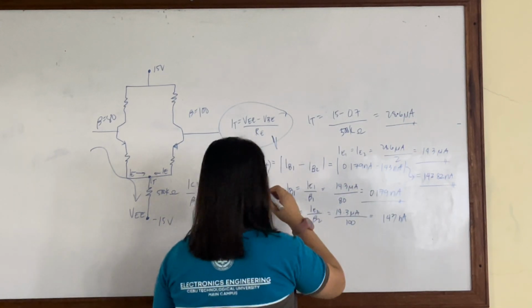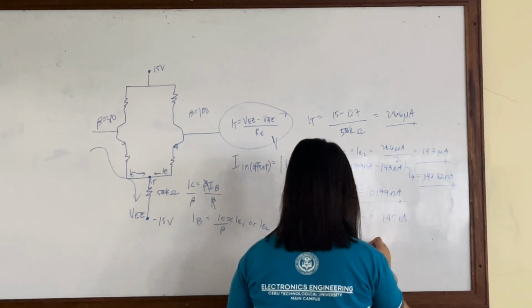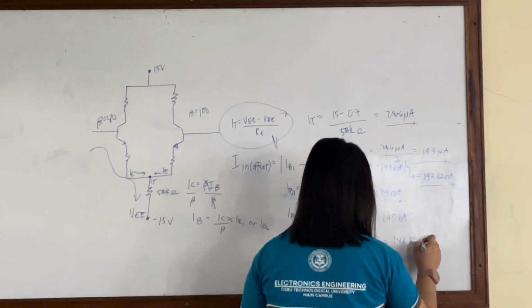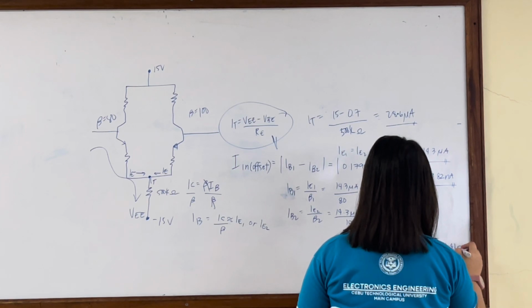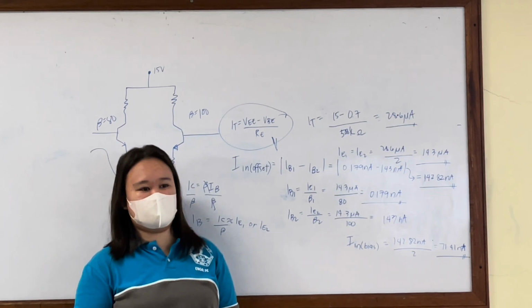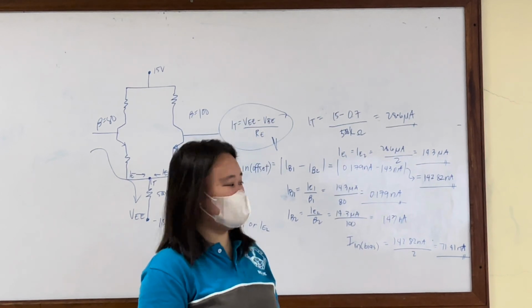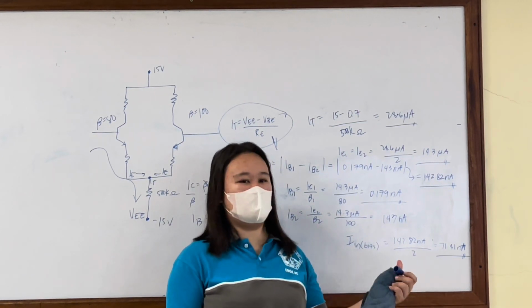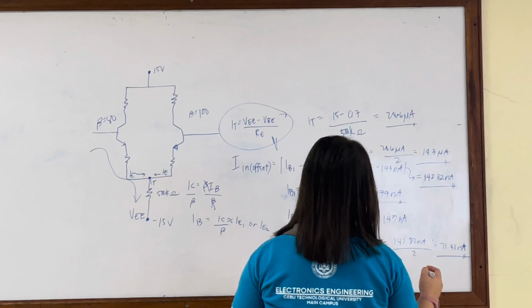i-divide lang ng 2, class. 142.82 times 10 to the negative 9 divided by 2. 71.41 nano ampere. Okay, 71.41 nanoampere.